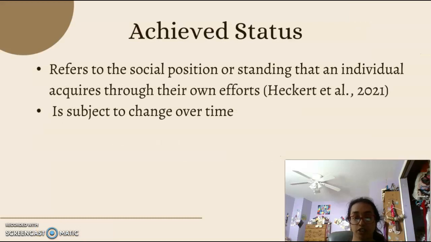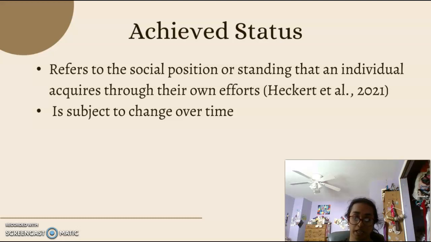Achieved status refers to the social position or standing that an individual acquires through their own efforts, abilities, or accomplishments. It is contrasted with ascribed status, which is assigned to individuals at birth or based on characteristics they possess that are beyond their control, such as race, gender, or family background, as mentioned before. Achieved status can include positions such as occupation, educational level, marital status, and reputation. Achieved status is subject to change over time as individuals can strive to improve their positions or acquire new achievements.